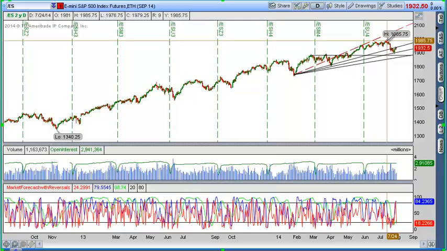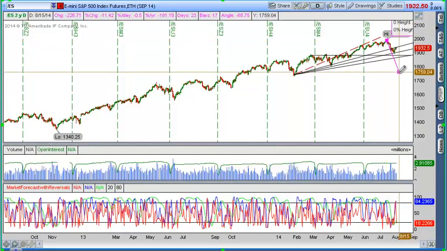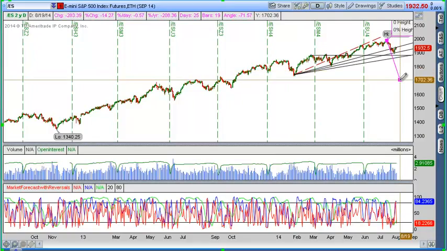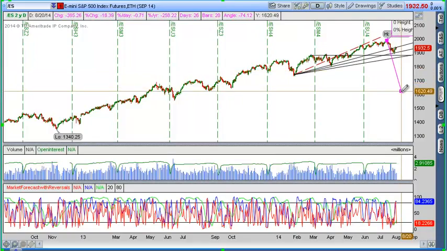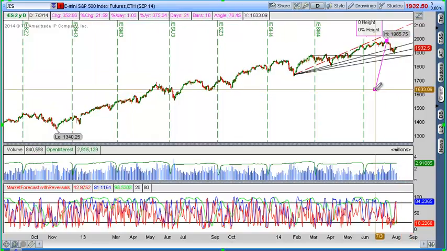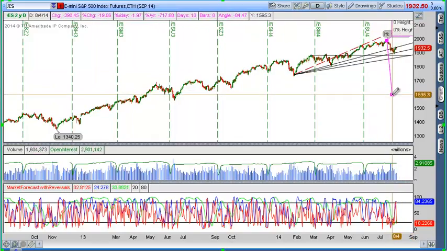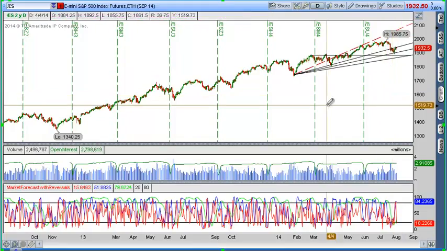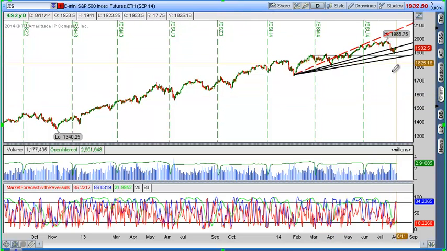The correction, even if we saw a 10% correction, we're only looking at coming back into the 1760, 1770 area. We'd have a 20% correction, and you're looking at, up here, my percent change. If we're looking at a 20% correction, we're looking at possibly falling back to that 1580, 1600.